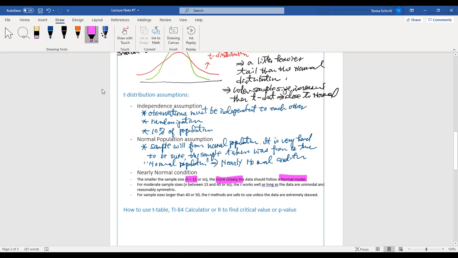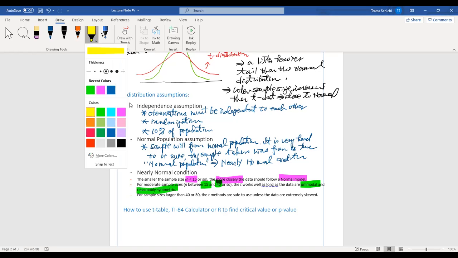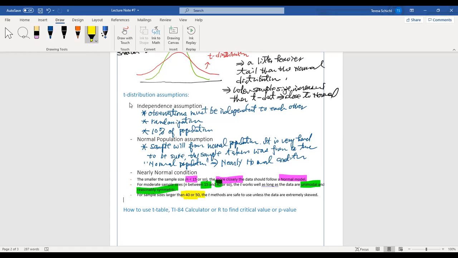let's say between 15 and 40, then the T will work very well as long as the data, if you plot it, is unimodal and reasonably symmetric. It doesn't have to be perfect. The last one: if it's a large sample, 40 or 50, then the T methods are safe to use for the data. Whether or not you have a normal distribution, we prefer it, but with a larger sample, that's okay.